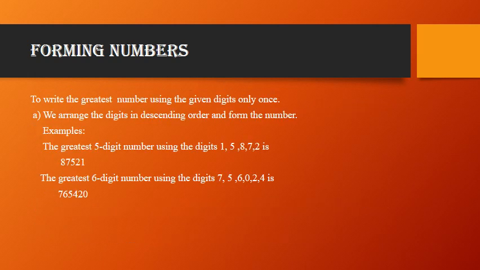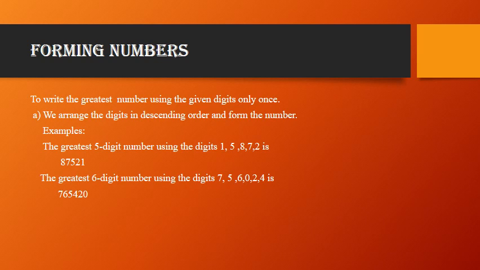So children, the next one is to write the greatest number using the given digits only once. The first one is we arrange the digits in descending order and form the number. Now children, if you need to find the greatest 5-digit number, you need to arrange the given digits in descending order. So the greatest 5-digit number using the digits 1, 5, 8, 7, 2 is 87521. Now children, here the number form is 87,521. We have arranged the given digits in descending order.